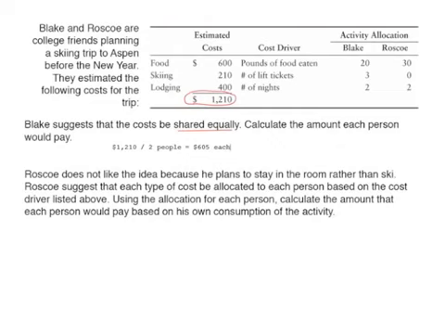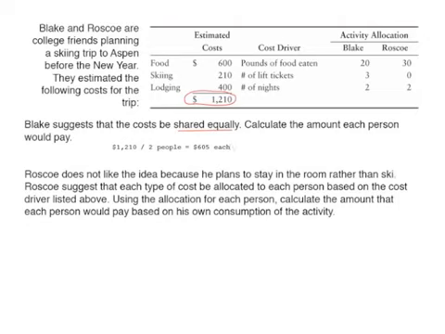Well, Roscoe may not think this is very fair because he plans to stay in the room and not ski. So Roscoe suggests that each type of cost be allocated to each person based on the cost driver listed above. In other words, we're going to use activity-based costing here. So using the allocation for each person, calculate the amount that each person would pay based on his own consumption of the activity.